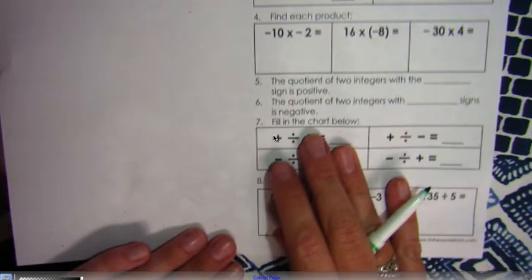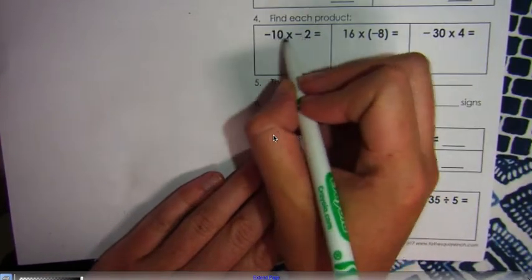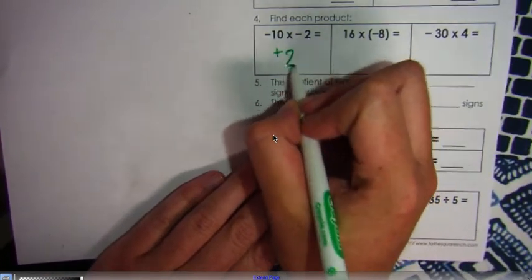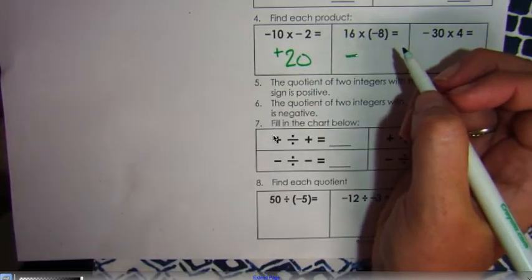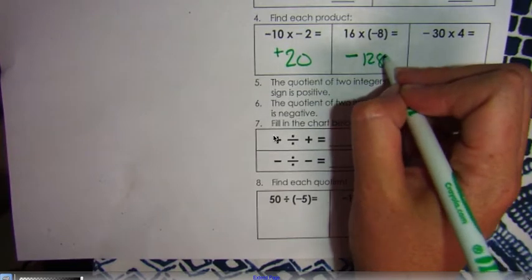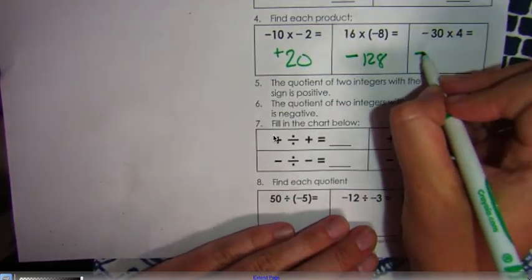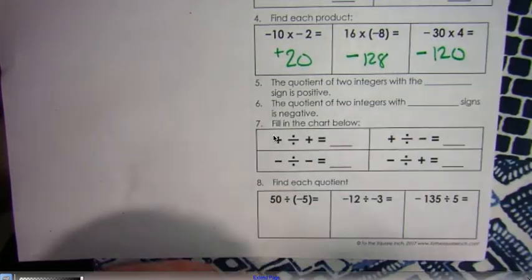Actually, let's solve this first. Negative 10 times negative 2, same signs. We know it's positive 20. We know we have different signs, so it's going to be negative 128. We have different signs, it's going to be negative 120.